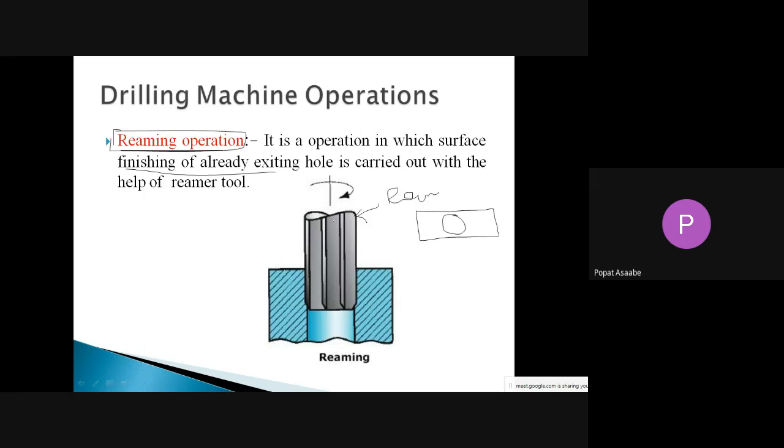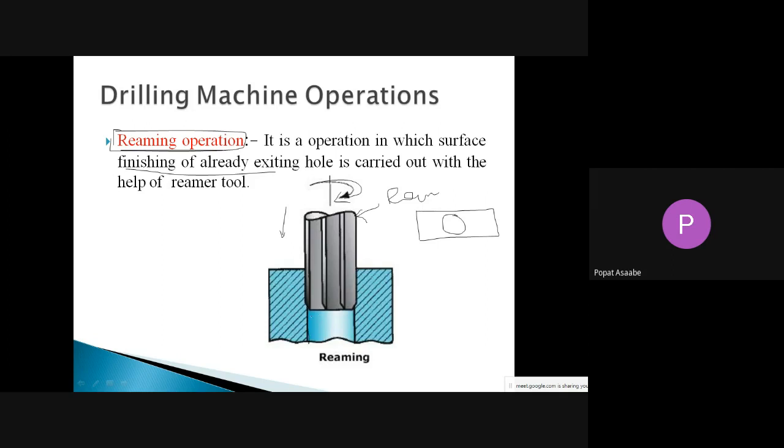This is the reamer, and we can hold that reamer in the spindle with the help of the chuck. When the spindle starts rotating, the reamer also starts rotating, and we have to give the feed to the reamer in the downward direction so that it moves inside the existing hole and removes a small amount of material from that hole.